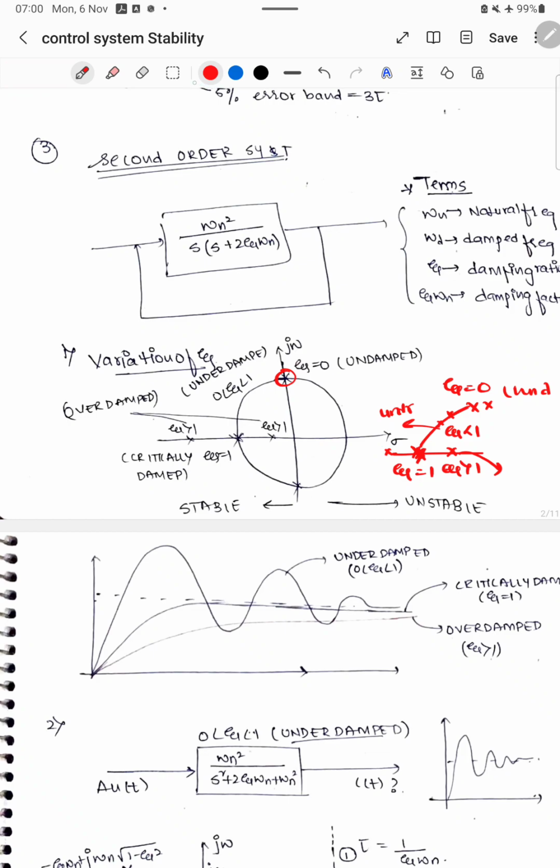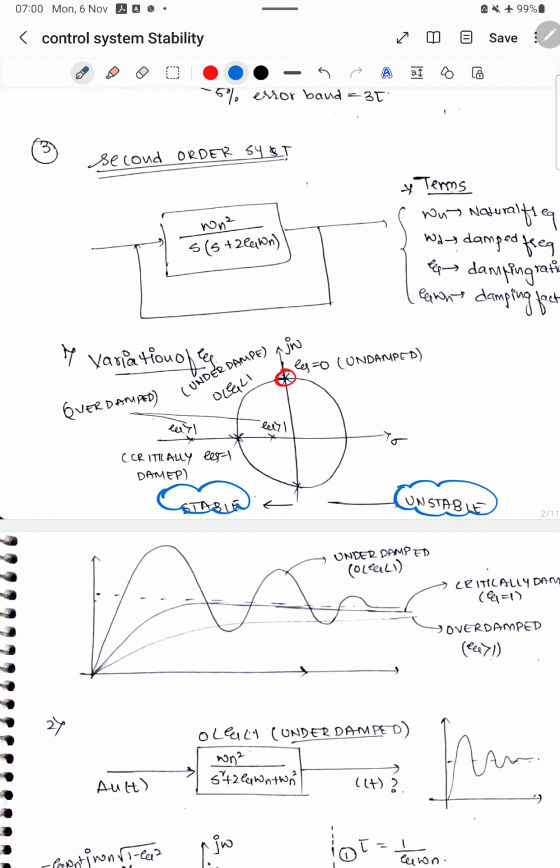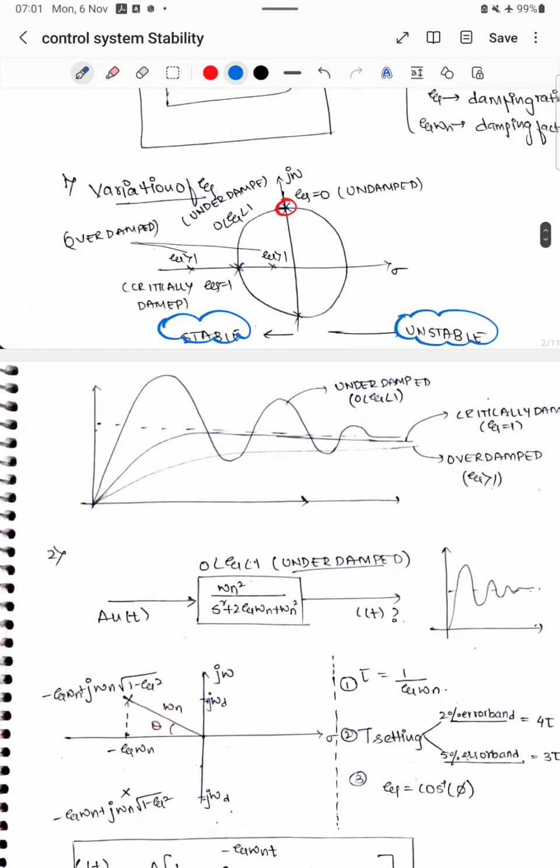Always remember that whatever comes on the right side is unstable, and the poles which lie on the left of the s plane are basically the stable systems. The rest of the systems, which lie on the right side, are unstable systems. Now let's look at the responses.